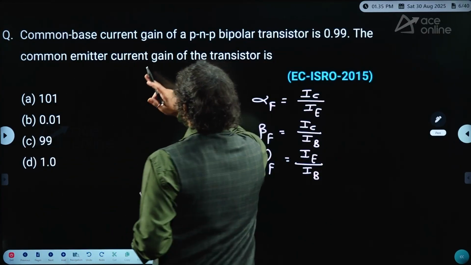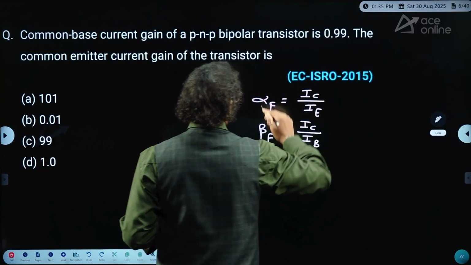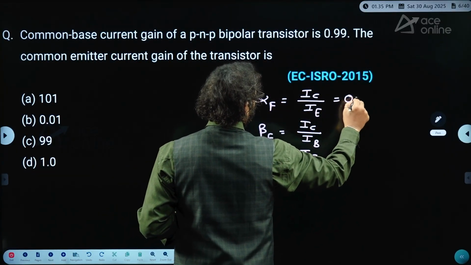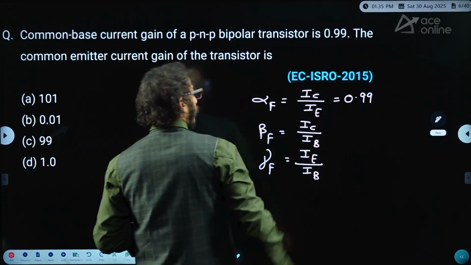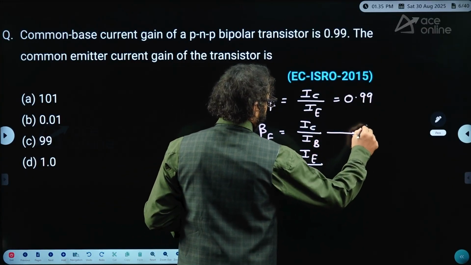Now, the common base current gain of a PNP bipolar junction transistor is 0.99. So the examiner has given this as 0.99. Now the common emitter current gain of the transistor, that means this is how much?